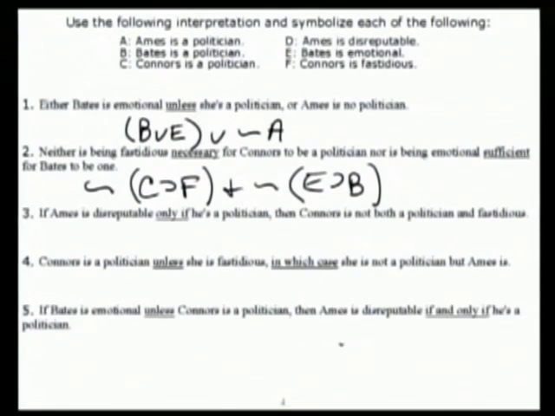That's correct. There's another way of doing it also that sort of captures the English a little bit better. But this says, because neither nor comes to the same thing as not either, right? So this is not C implies F and not E implies B. So once again, we have the necessary condition over here of being fastidious. That's on the right, as necessary conditions always are. And over here, we have emotional being sufficient. It's a sufficient condition. It goes on the left, as sufficient conditions always do. And this says both of those two molecular sentences are false. And you could have written it this way.